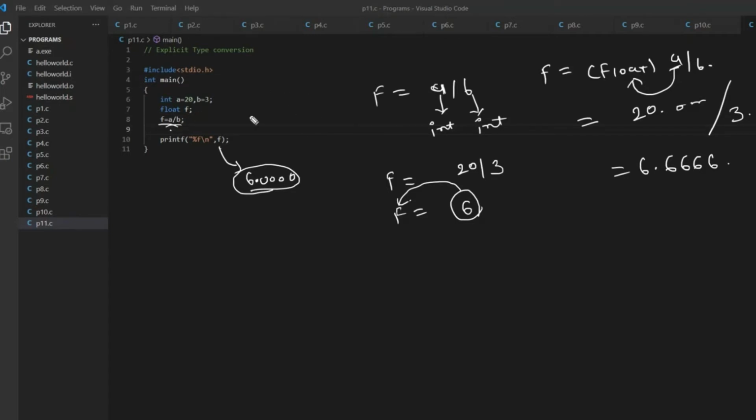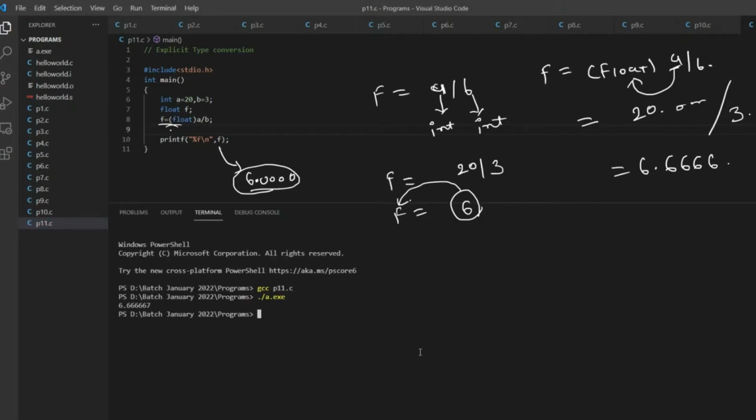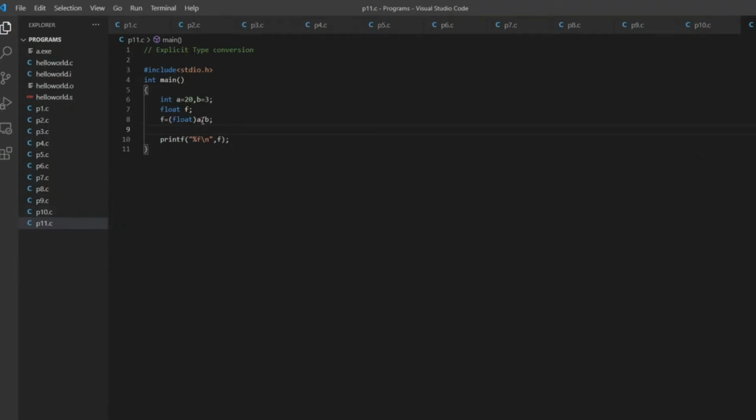So wherever this type of situation happens, we are explicitly telling the compiler, for this particular line, that I want the output in the form of float, or in the form of integer, whichever way. So we are converting by ourselves. Here I will write float, and now my output is 6.6666. Here my a will be converted to float type, but this whole expression will not be converted to the float type.